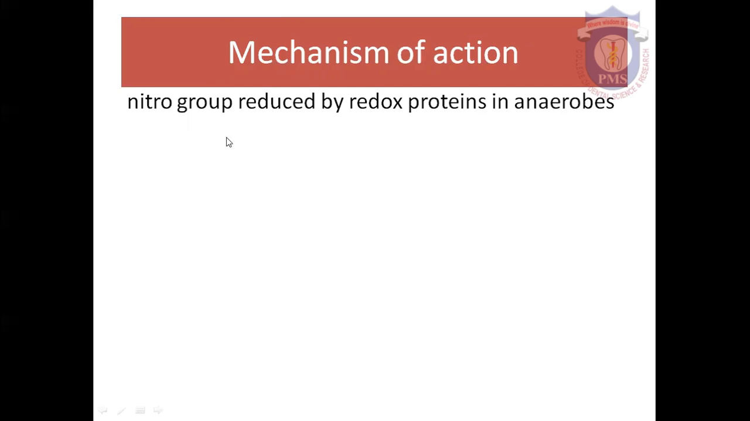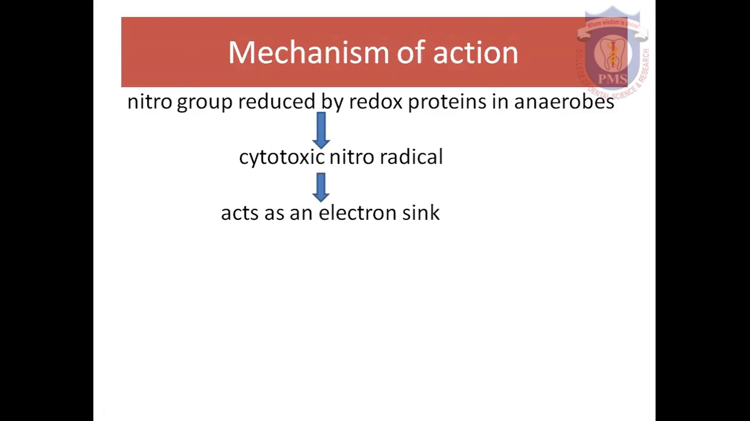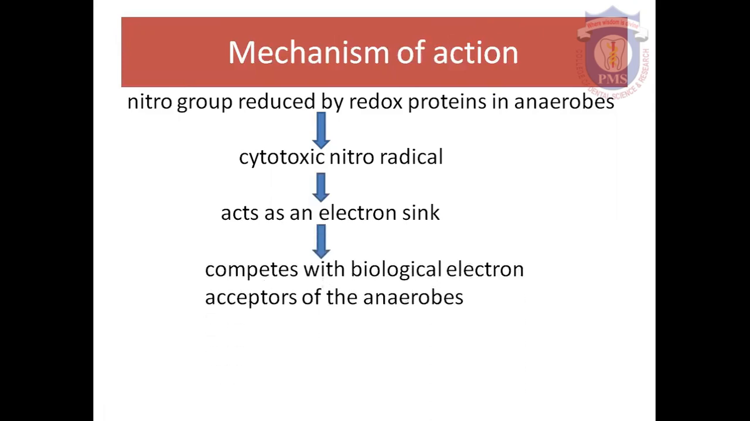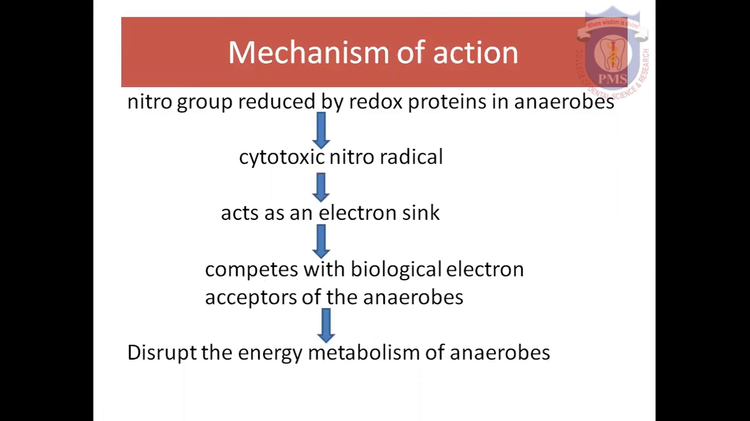So, firstly, the nitro group is reduced by the redox proteins present in the anaerobes. And it forms a cytotoxic nitro radical. And this nitro radical will act as an electron sink, which will compete with the biological electron acceptors of the anaerobes. And there will be disruption of the energy metabolism of anaerobes.